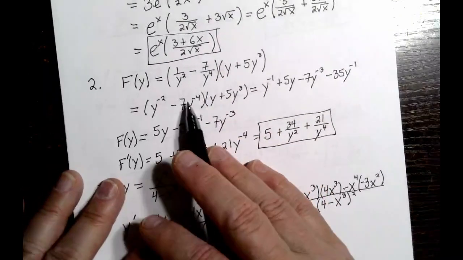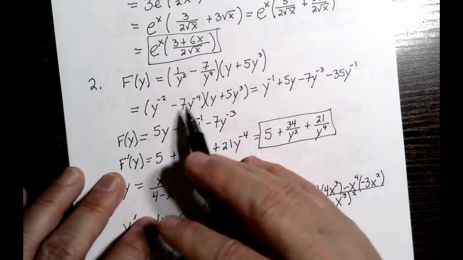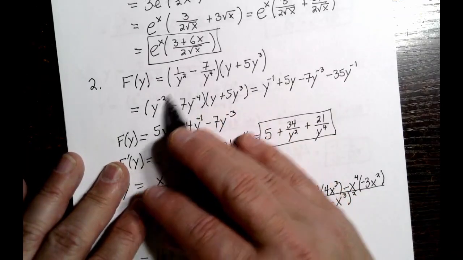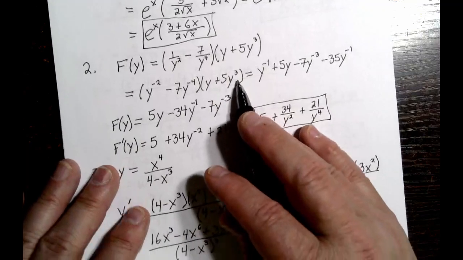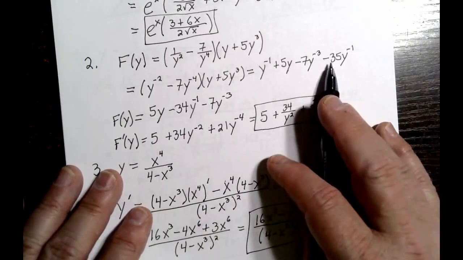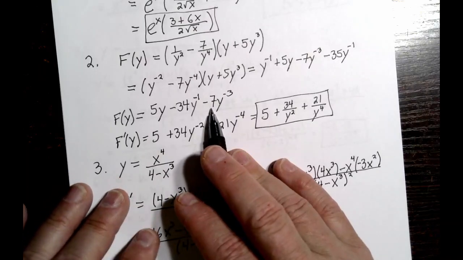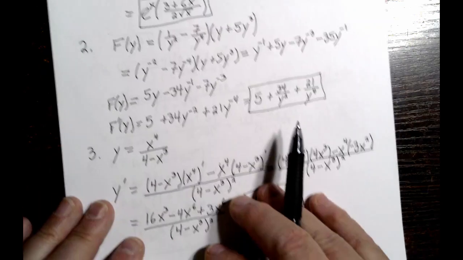Here, this one, you can write each one as y to the negative 2 and y to the negative 4, and then you can expand everything out, and then you can just do the power rule here, and you get your answer.